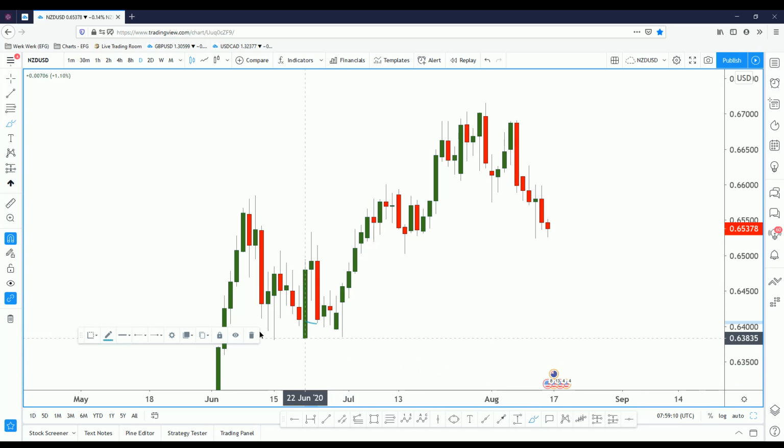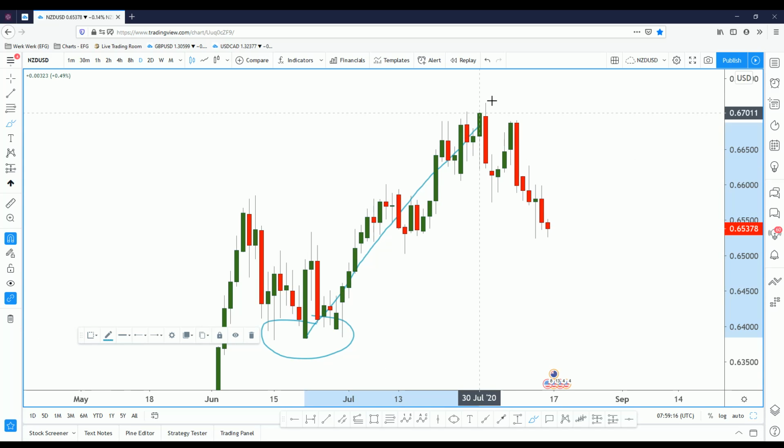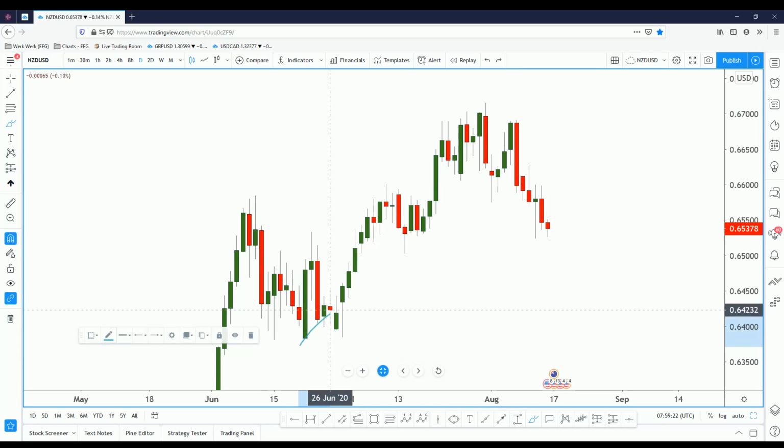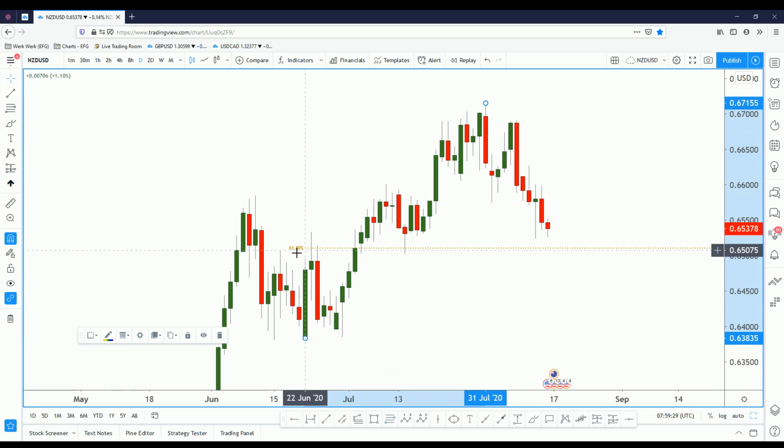So on the daily we see that the Kiwi dollar bottomed out as recently as June 2020, and then it pushed up all the way to form a new high right at the end of July before pulling back. Now because this is one strong move up, we can use our Fibonacci retracement from the low all the way to the high, and we see that price is really coming back to test the 61.8 level.